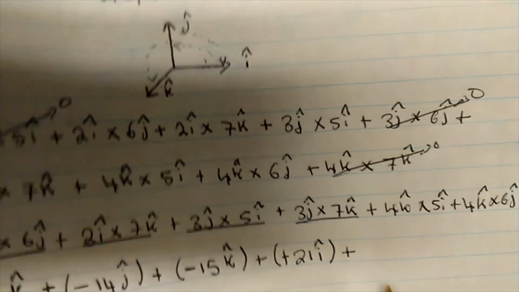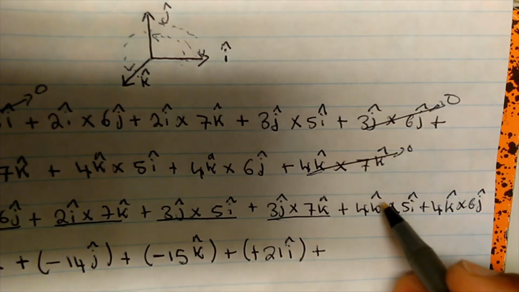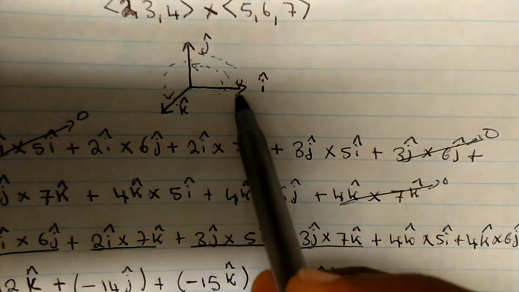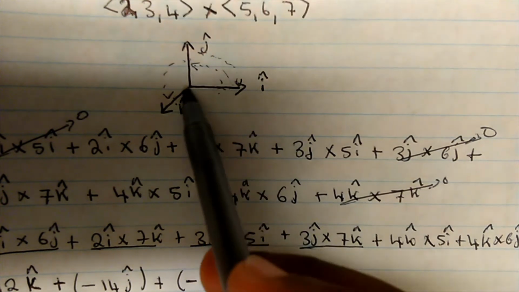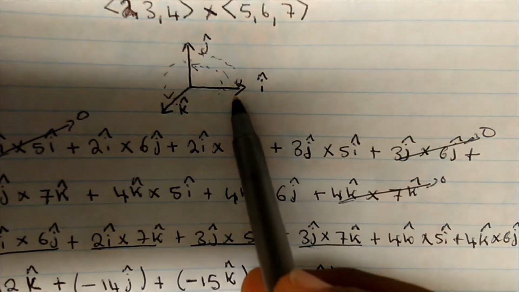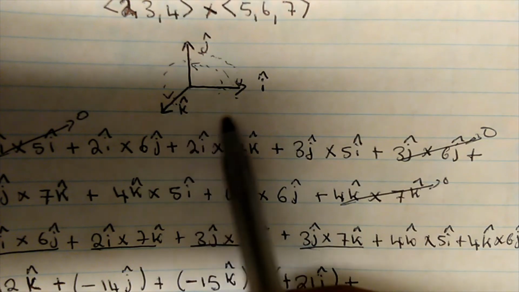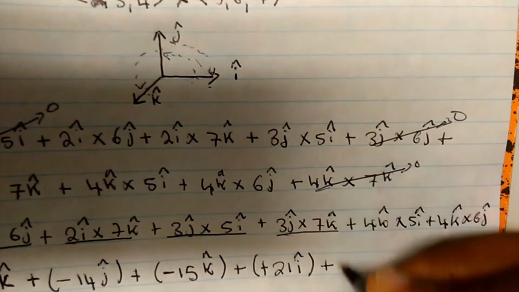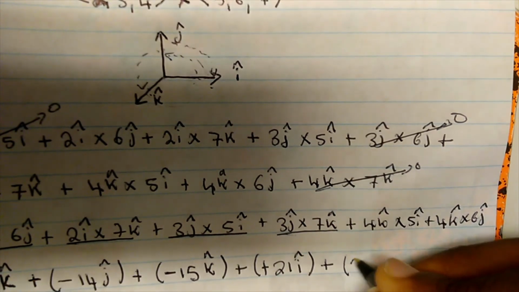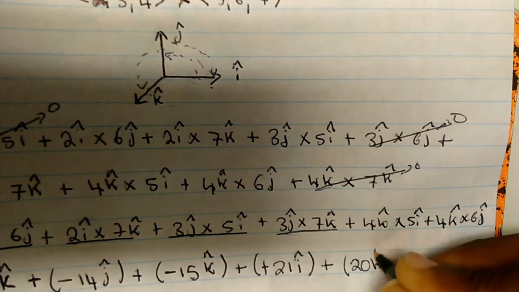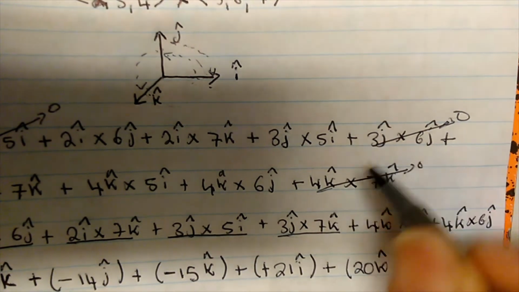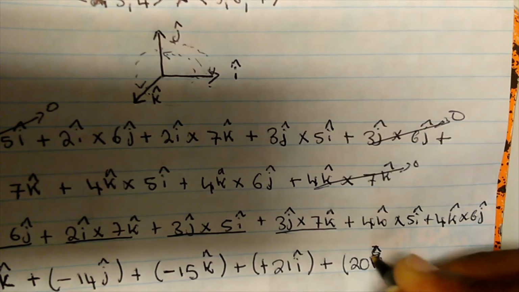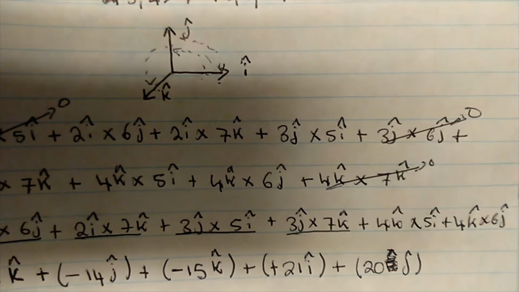And we have a plus. Well, K hat crossed into I hat. So we have our K hat and we cross it into I hat. We're going to get a J hat, but what direction are we going? K hat to I hat. We're actually going anti-clockwise, you see? So that will be 4 times 5, that's 20. K into I, that's J hat. So this will be 20 J hat.